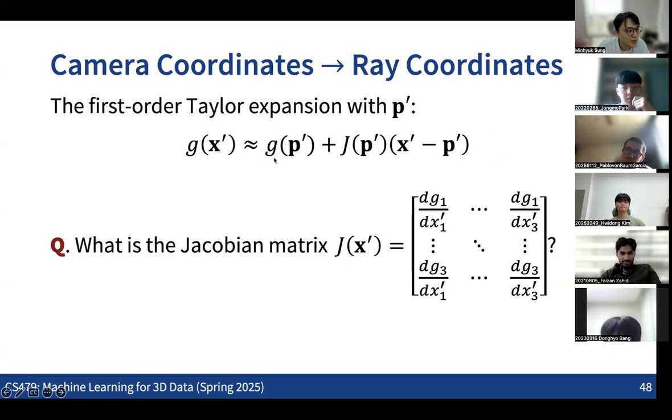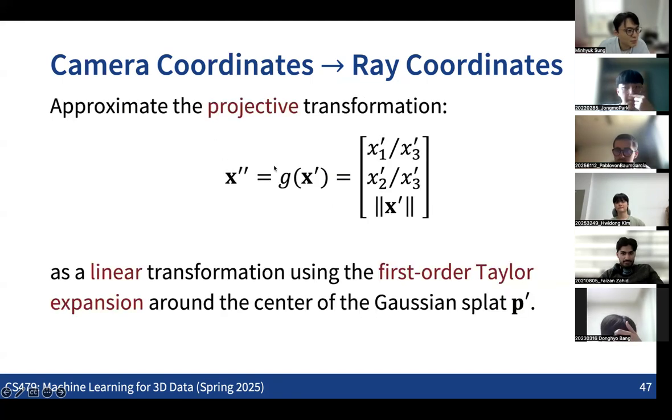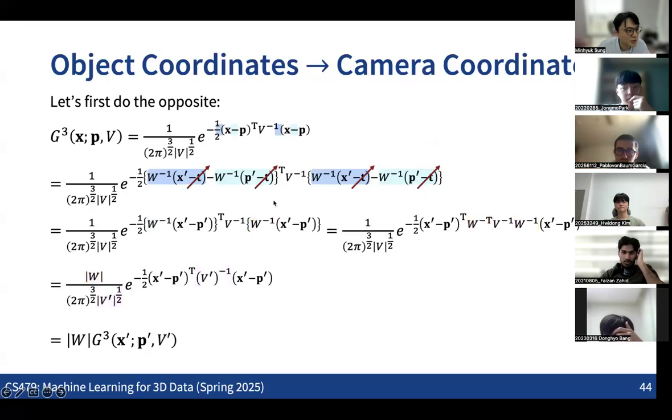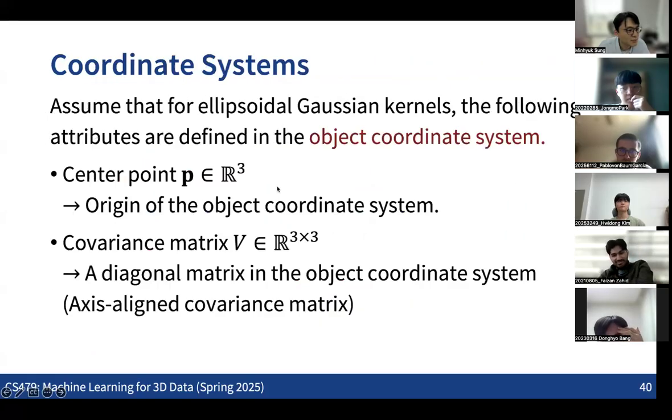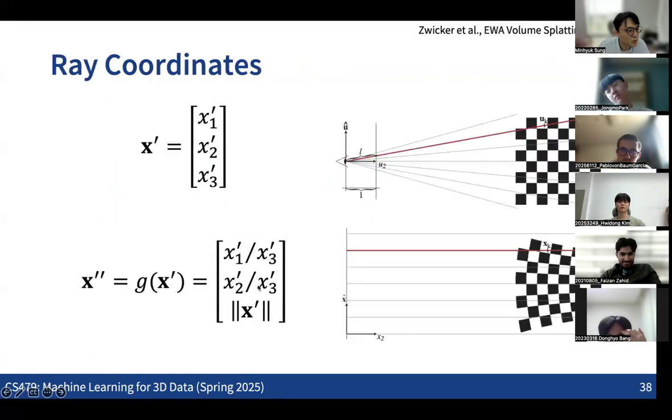So we have seen what the projection function is, right? The projection function was basically nothing but dividing the xy coordinates by the z coordinate. So let me go back to here. This was the g function, the projection function, dividing xy by the z coordinate, and taking the distance along the ray, the norm of the x-prime coordinate, as the third coordinate, right?